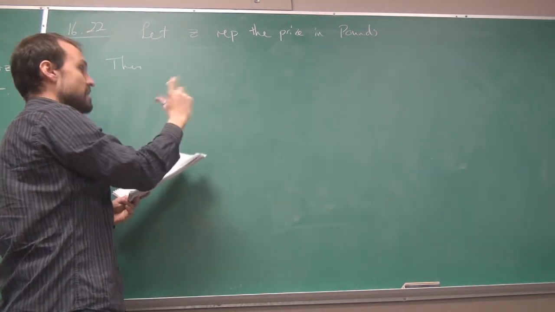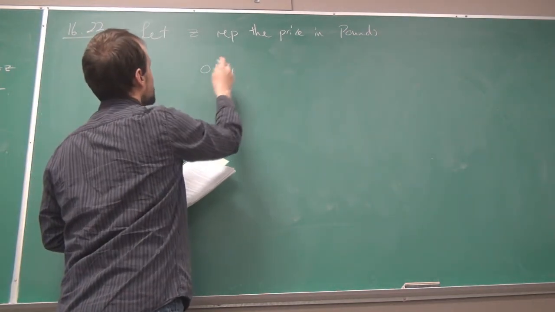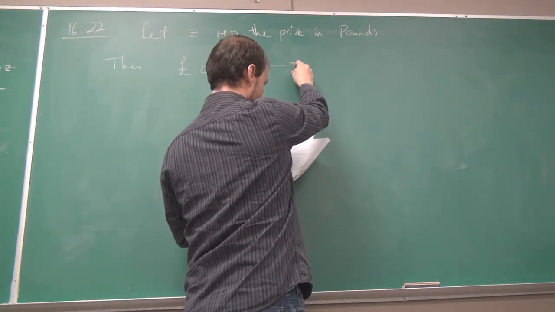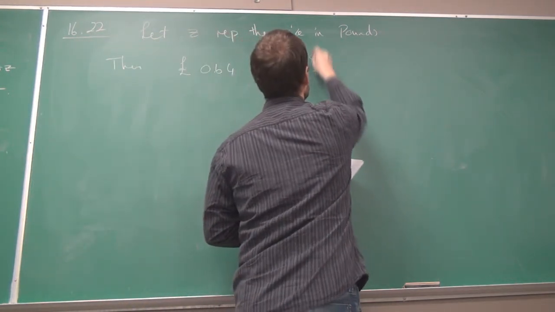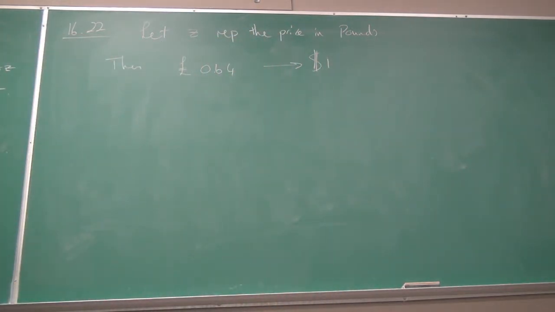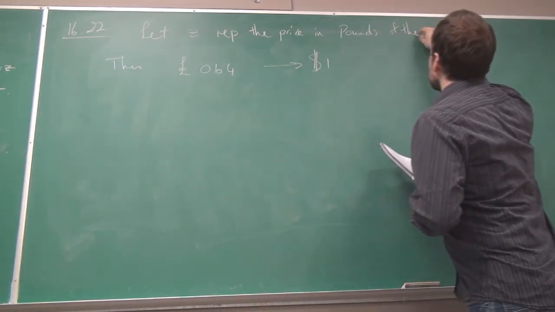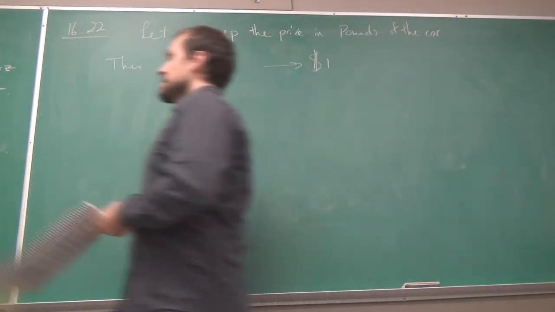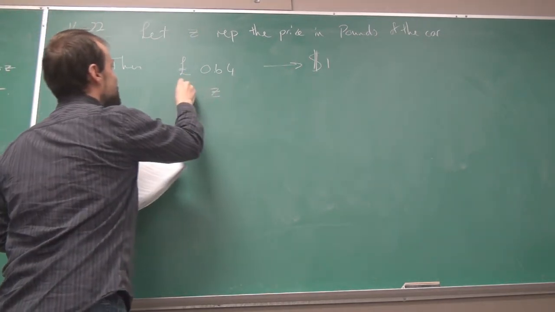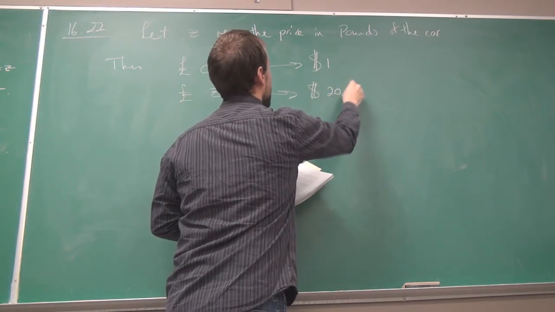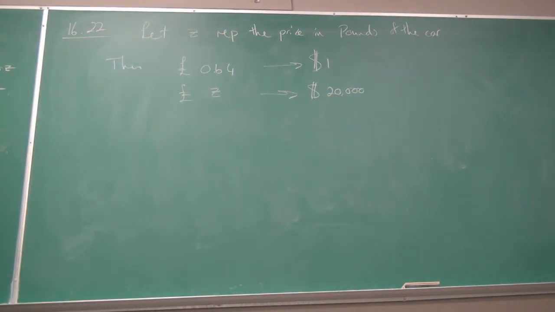The exchange rate is the pair that they give you. 0.64 is the pound, simply come in front. It corresponds to $1. Then, Z pounds, the price of the car, correspond to $20,000.